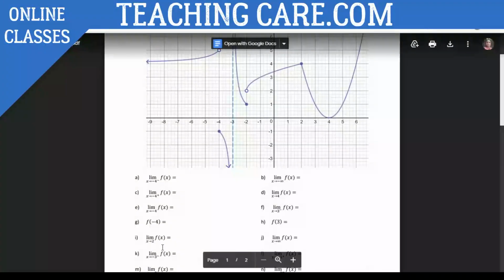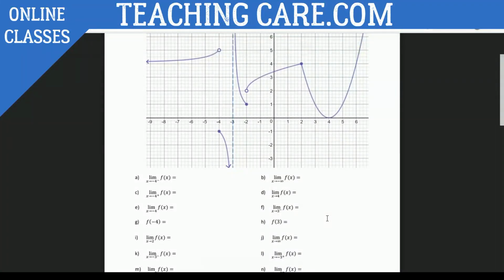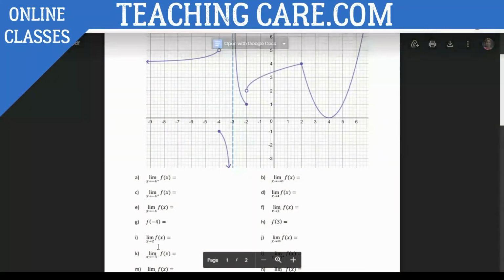Okay, limit x approaches 2 of f of x. As it approaches 2, it's going to be 4. Limit x approaches infinity f of x. For which one? Oh, no, for I. I was doing it for I. Limit x approaches infinity f of x. As it approaches infinity, it's going to be infinity. Yes. Next one.